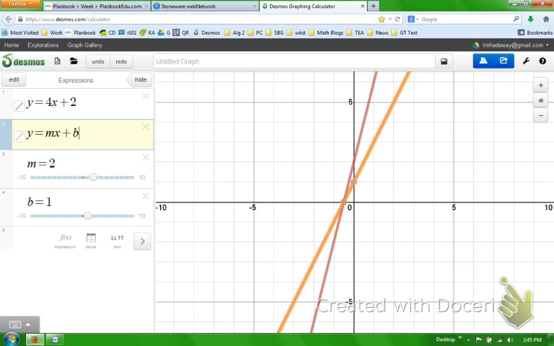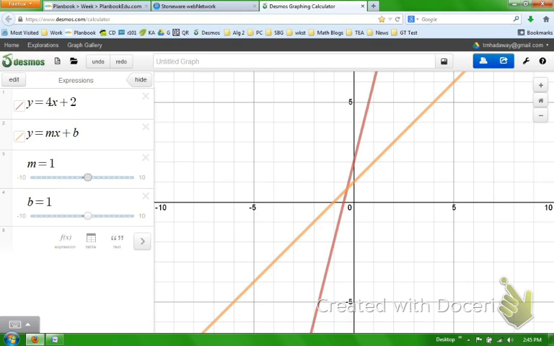If I want to change the m value, I've projected a slider right here. Watch what happens as I make my slope get smaller. If the slope is 0, the line is flat. If I move the slope to -2, it's negative. We will play with this in class a little bit, but you can see as you move this around the effect it has on the graph. To make it parallel, I would use a slope of 4.